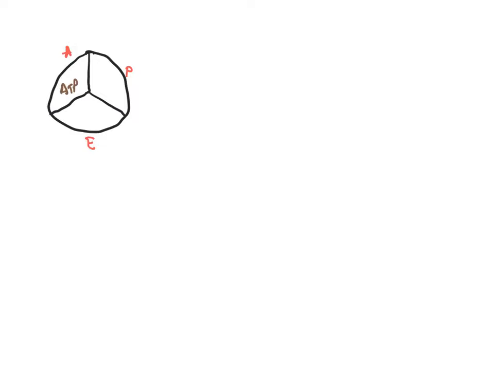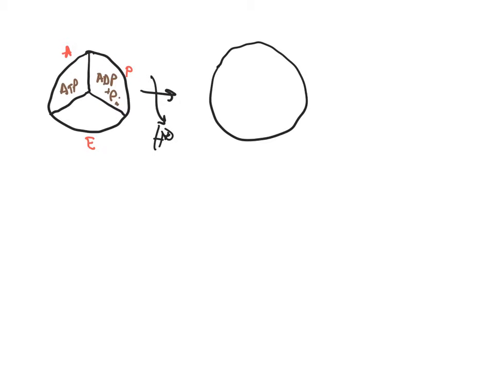The P site would have ADP plus an inorganic phosphate. And then the E site is empty or open. Okay, that's why it's either E or O. It doesn't really matter. It's empty or open. There's nothing there. Then what happens is as the protons move through, it causes like a 60 degree conformational change. This time I'm going to draw the circle first.